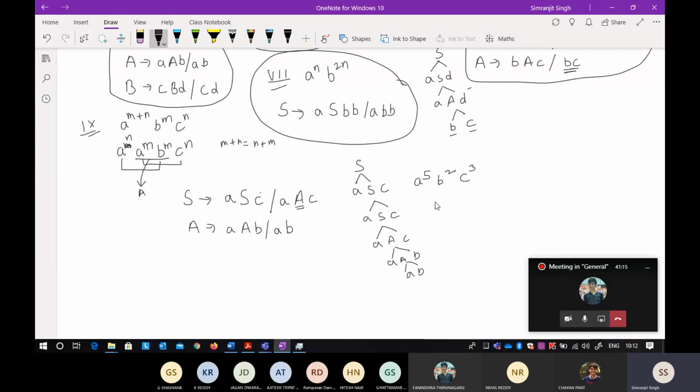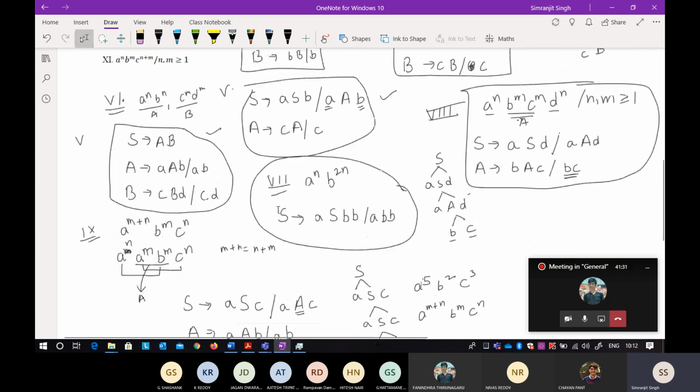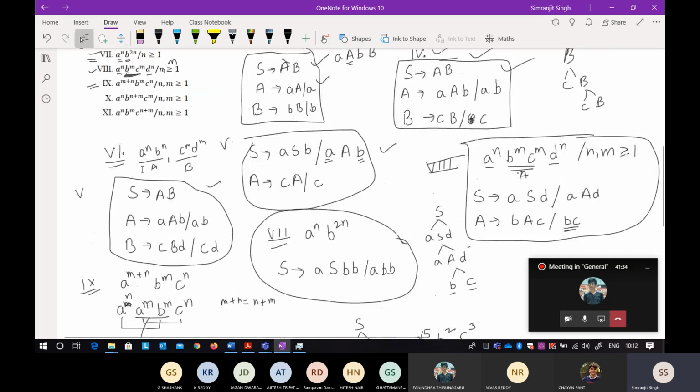Okay, 3 c's. So if you're seeing a^m b^m c^n, where b is m and c is n, then 2 plus 3 is 5, so that is correct. Okay, so this is correct. In a similar way, I think now you can form the expression in any way you like.